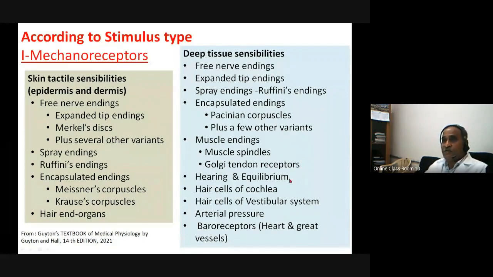Then hearing and equilibrium, these are in the deep. Both of them have hair cells: the hair cells in the cochlea and the hair cells in the vestibular system. Or you can see the baroreceptors. These are detecting the arterial pressure. Baroreceptors are present in the heart and the great vessels. So baroreceptors are stretch or mechanical receptors that detect the stretch.